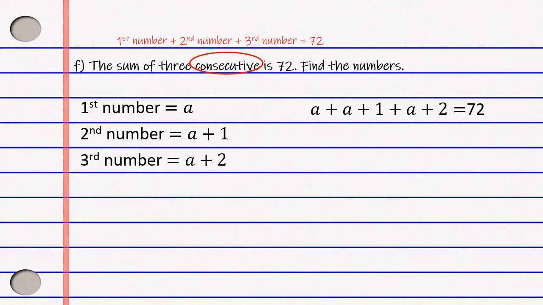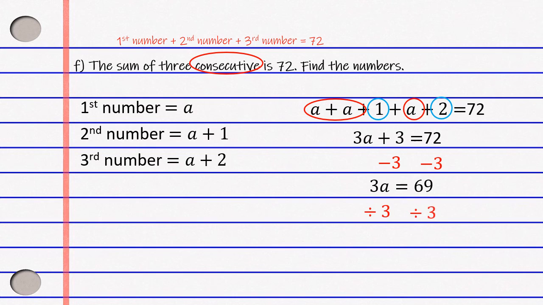So before we do anything, we should collect our like terms. So A plus A plus A would be 3A. And our constants, which is 1 plus 2, which would be 3. So our equation would be 3A plus 3 equals 72. So to solve this, we subtract 3 from both sides. 3A equals 69, and then we divide both sides by 3 and get A equals 23.